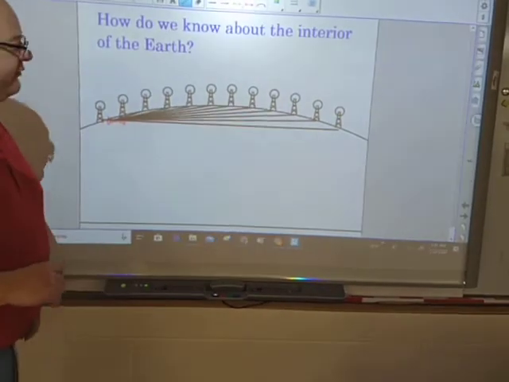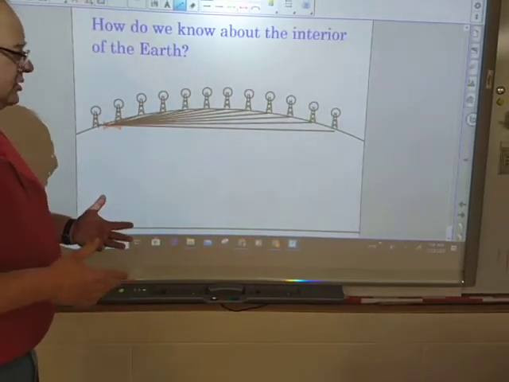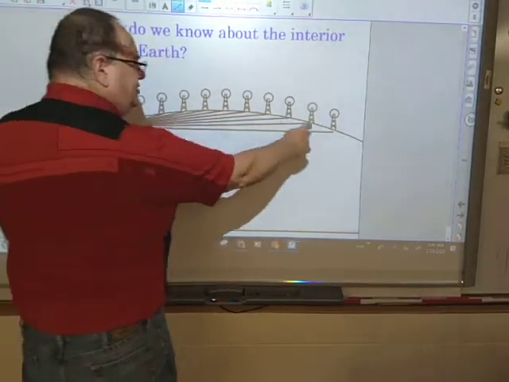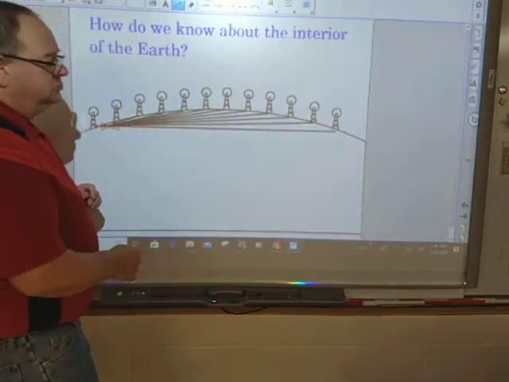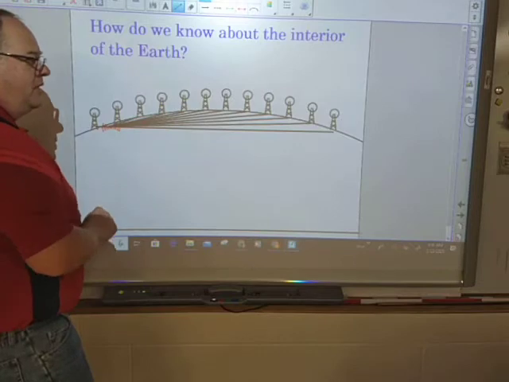That one didn't want to link up very good. Now, what can we see from this? You can see that the distance from the earthquake to this station is longer. You can see the distance from the earthquake to this station is a lot shorter.